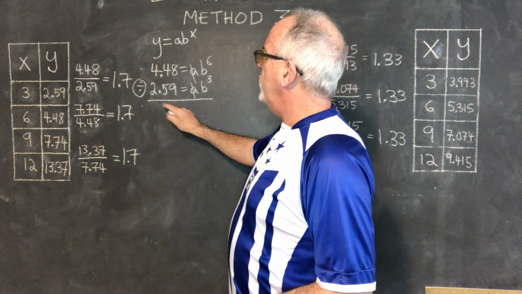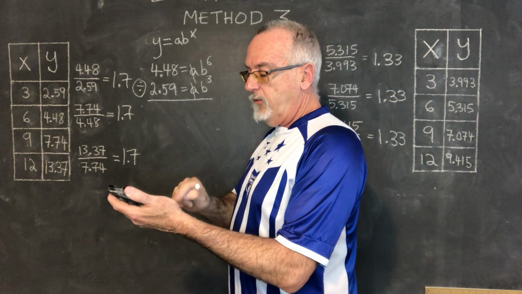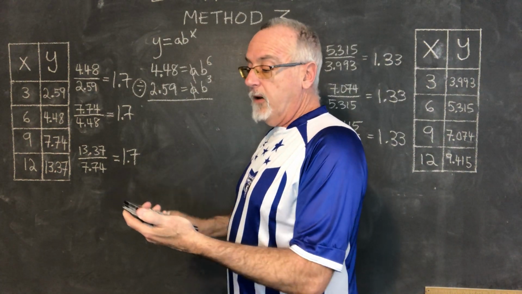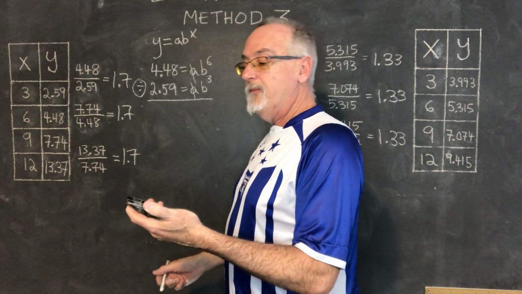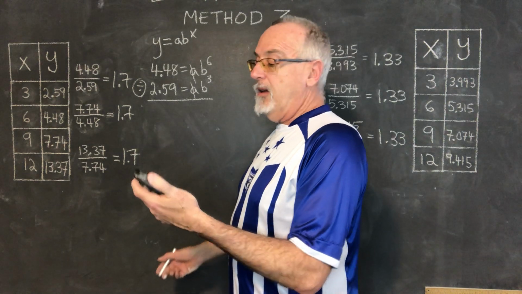4.48 divided by 2.59, we already know it's going to give us 1.7. I can be a little bit more fussy. 4.48 divided by 2.59, if I decide not to round so high, is 1.7297. I'll call it 1.73.